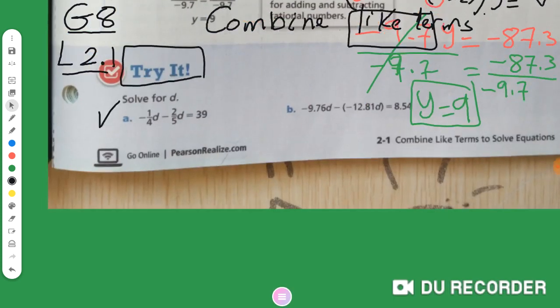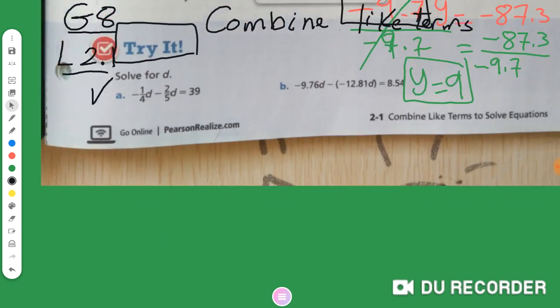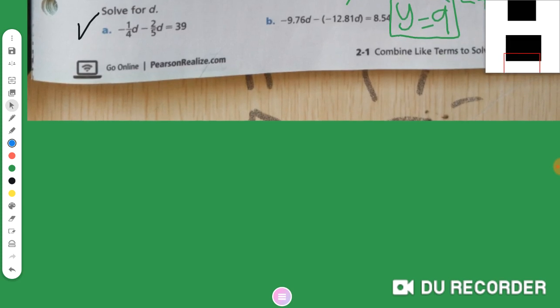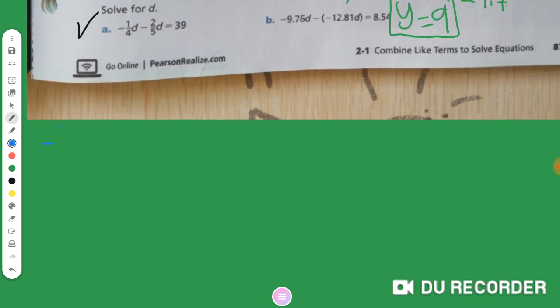Okay, another example. In Try It, we will solve the first one. Okay, let's solve the first example, which is this one. This example is negative 1 over 4 d minus 2 over 5 d equals 39. Actually, it's the same. We will put d like this way: negative 1 over 4 minus 2 over 5, multiplied by d equals 39.